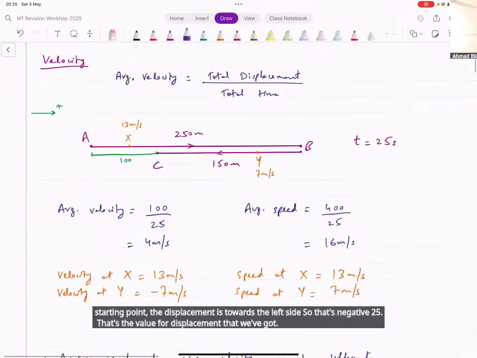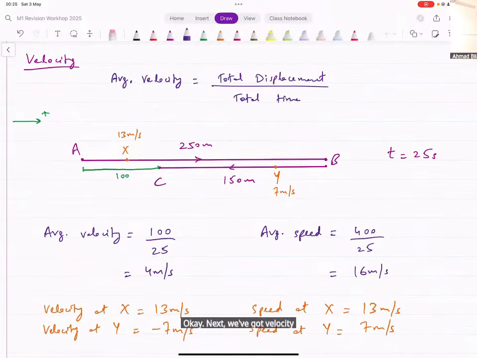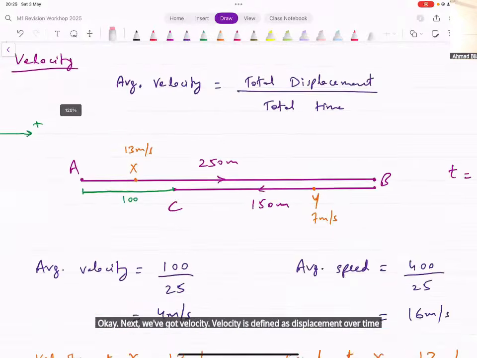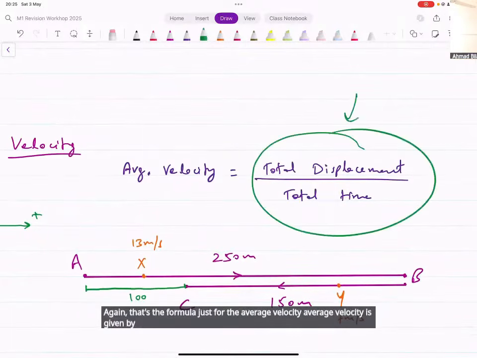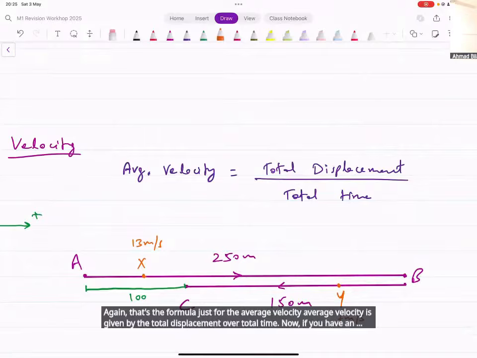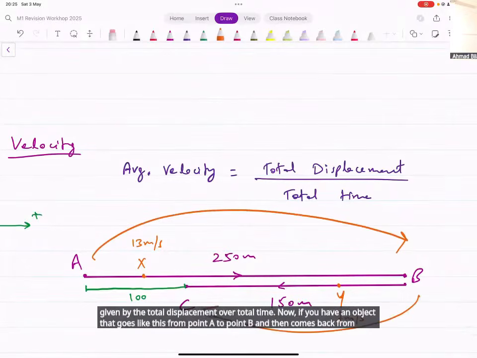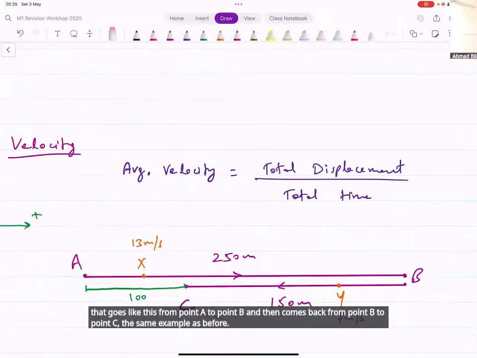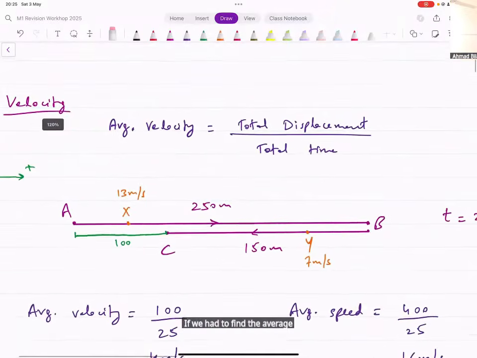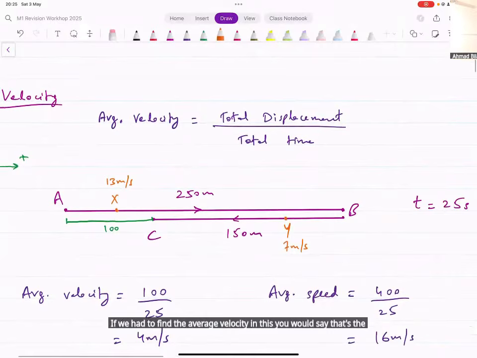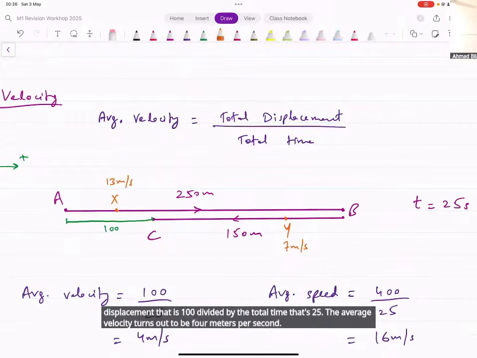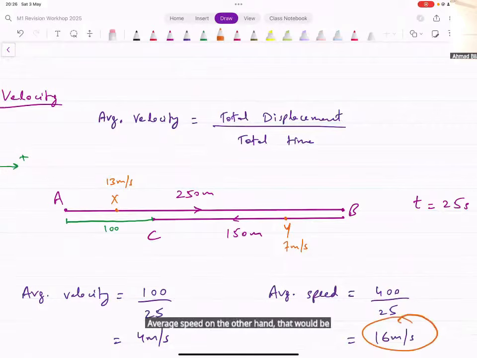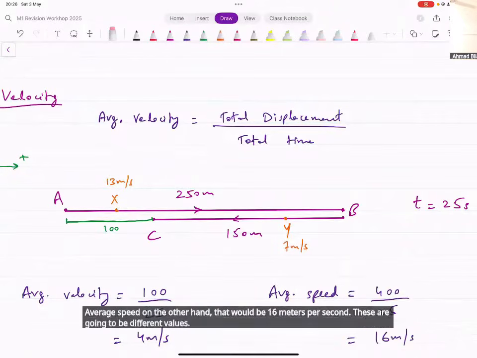Okay. Next we've got velocity. Velocity is defined as displacement over time. Again, that's the formula just for the average velocity. Average velocity is given by the total displacement over total time. Now, if you have an object that goes like this from point A to point B and then comes back from point B to point C, the same example as before, if you had to find the average velocity in this, you would say that's the total displacement, that is 100, divided by the total time, that's 25. The average velocity turns out to be 4 meters per second. Average speed, on the other hand, that would be 16 meters per second. These are going to be different values. Okay, they're not going to be the same values.